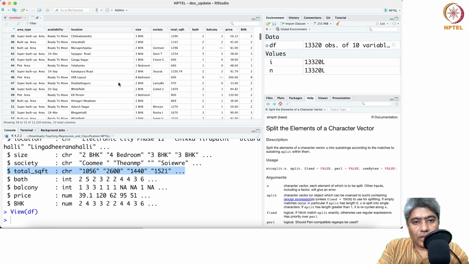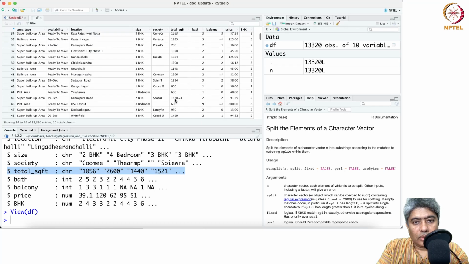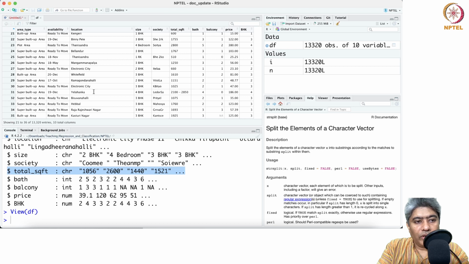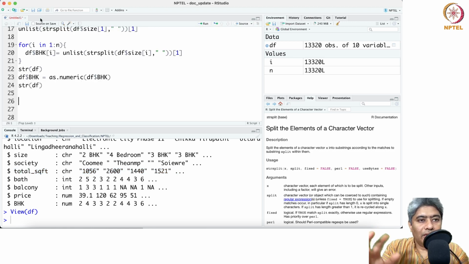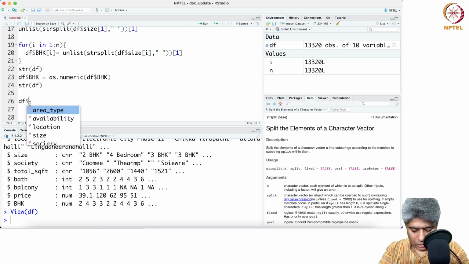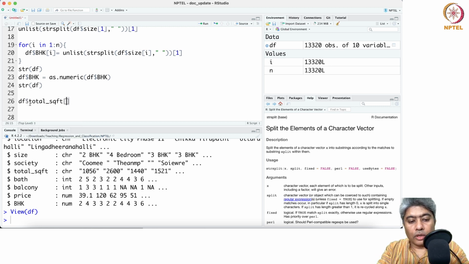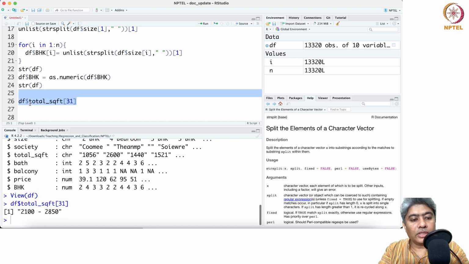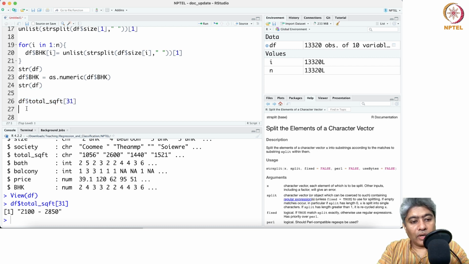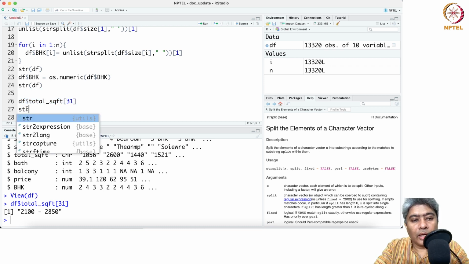For example, this one, 3010 or 2100 to 2850, this 31st row. They have stored it in a very character, or string, way. If you look into df dollar total square feet, row 31, it's a very string way of storing the data.